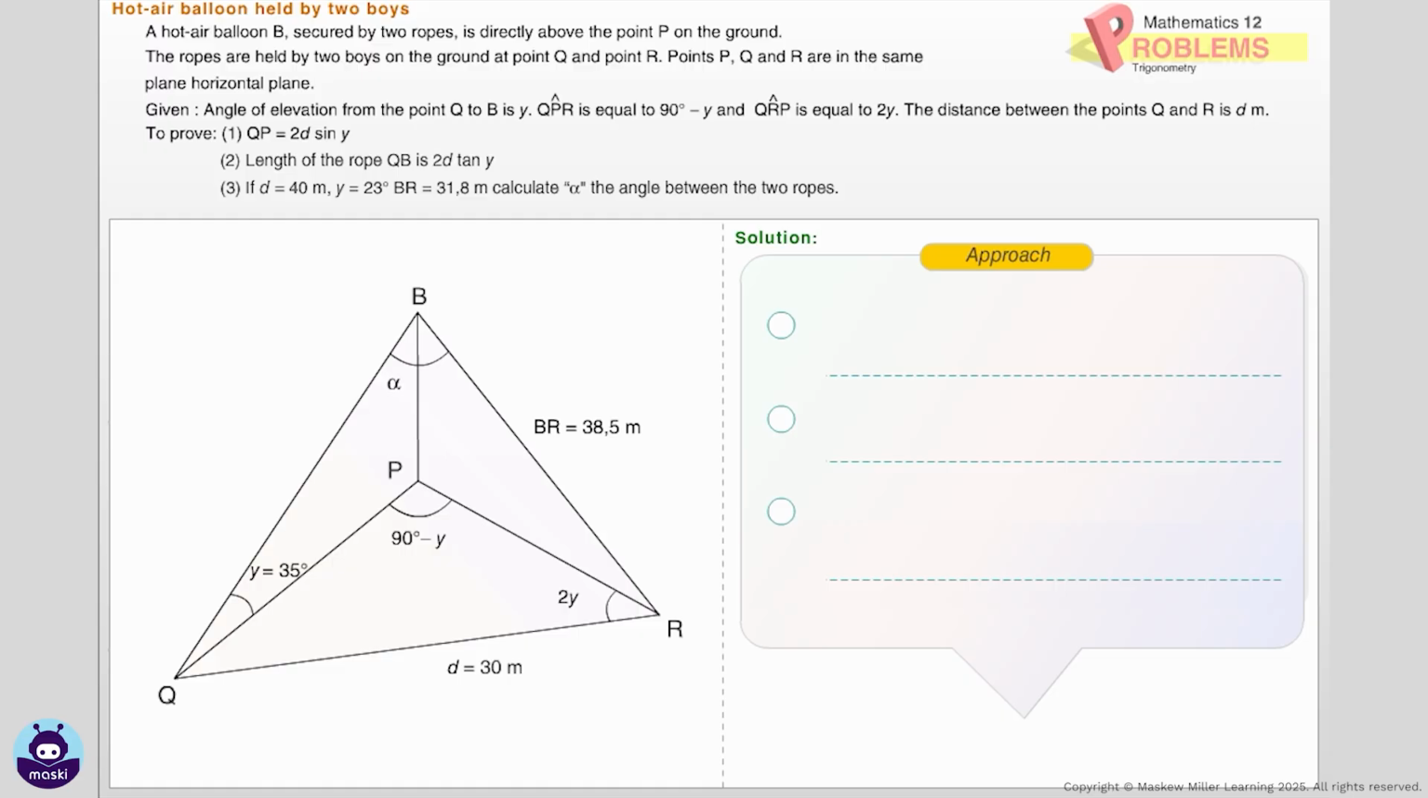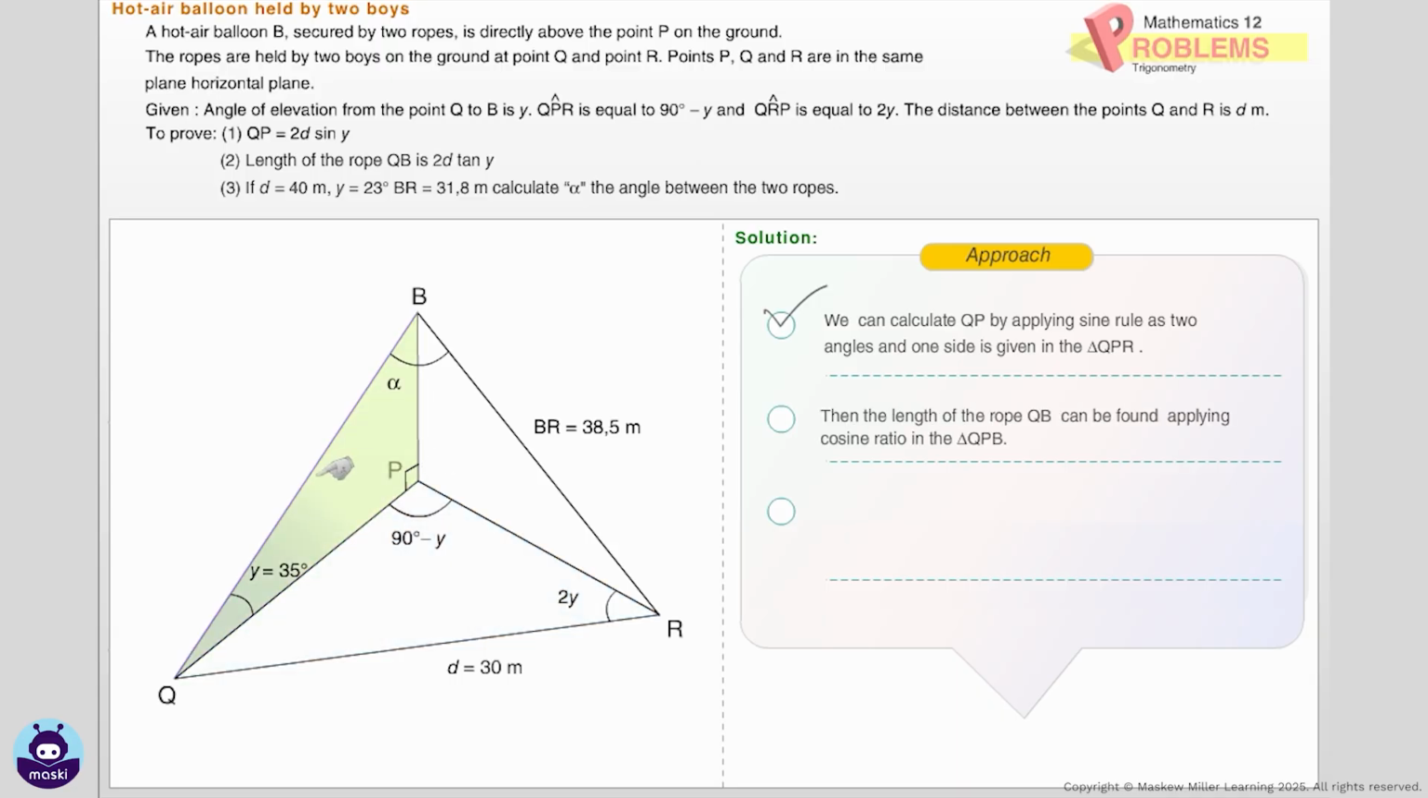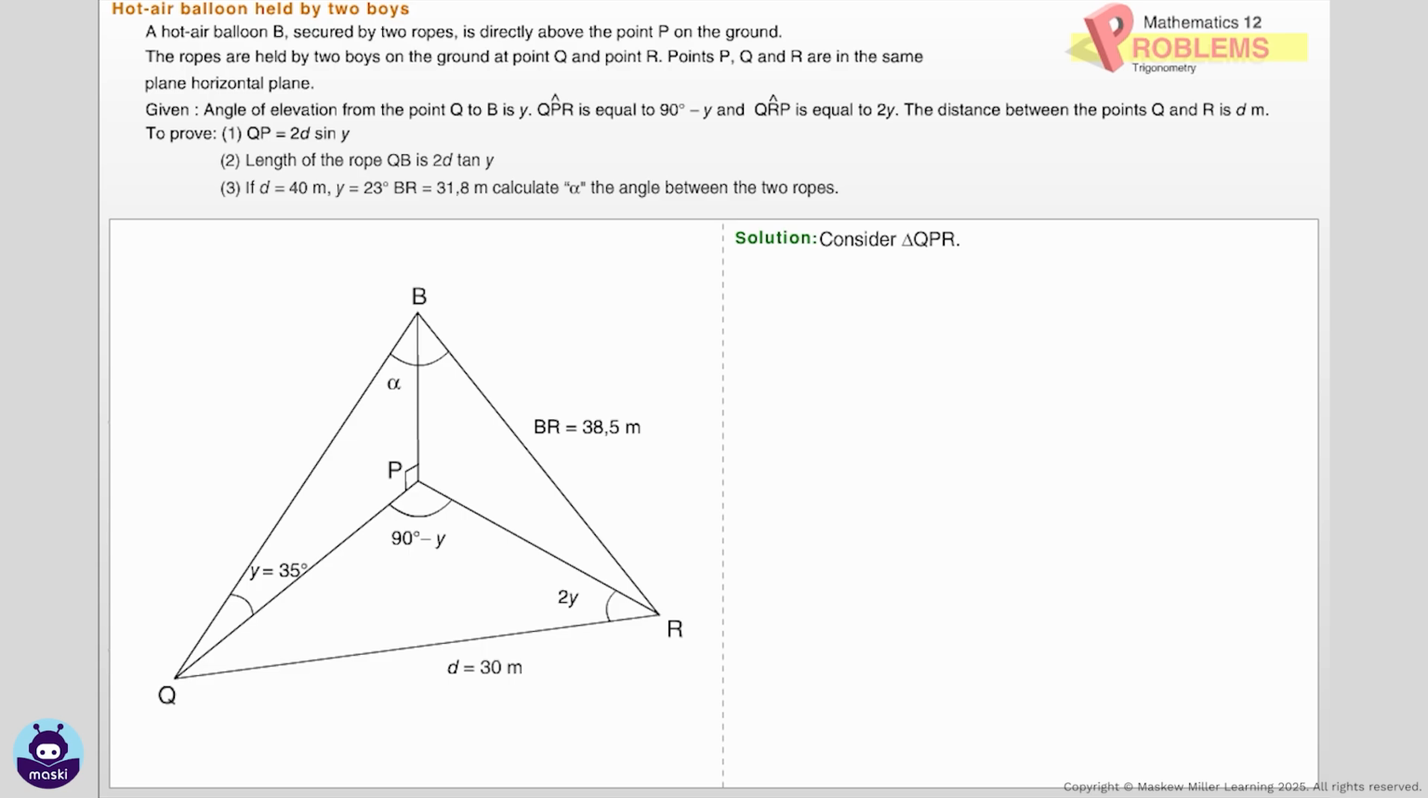Solution. Approach. We can calculate QP by applying the sine rule in the triangle QPR as two angles and one side are given. Then, the length of the rope QB can be found by applying the cosine ratio in the triangle QPB. In triangle QBR, QR and QB are known, and BR is given in the question. Using the cosine rule, we can calculate alpha, or angle QBR. Now, we start with triangle QPR.